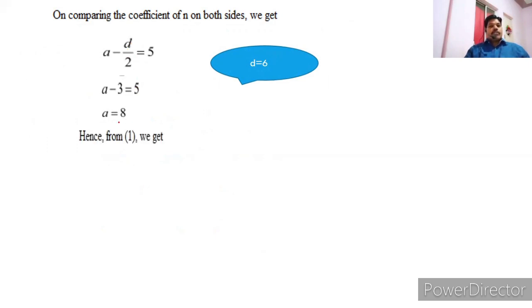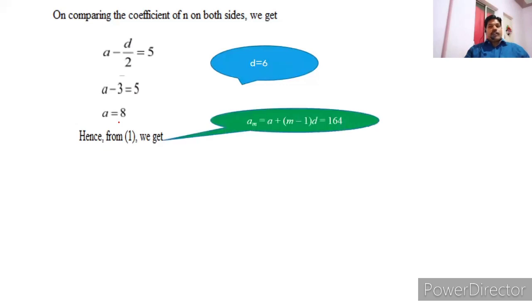So we can substitute these two values in equation 1. What is equation 1? Equation 1 is nothing but a plus (m minus 1) into d is equal to 164. And a value and d value you can replace here, you will get the m value. In the place of a, you can replace 8, and in the place of d, you can replace 6. So 8 plus (m minus 1) into 6 is equal to 164.